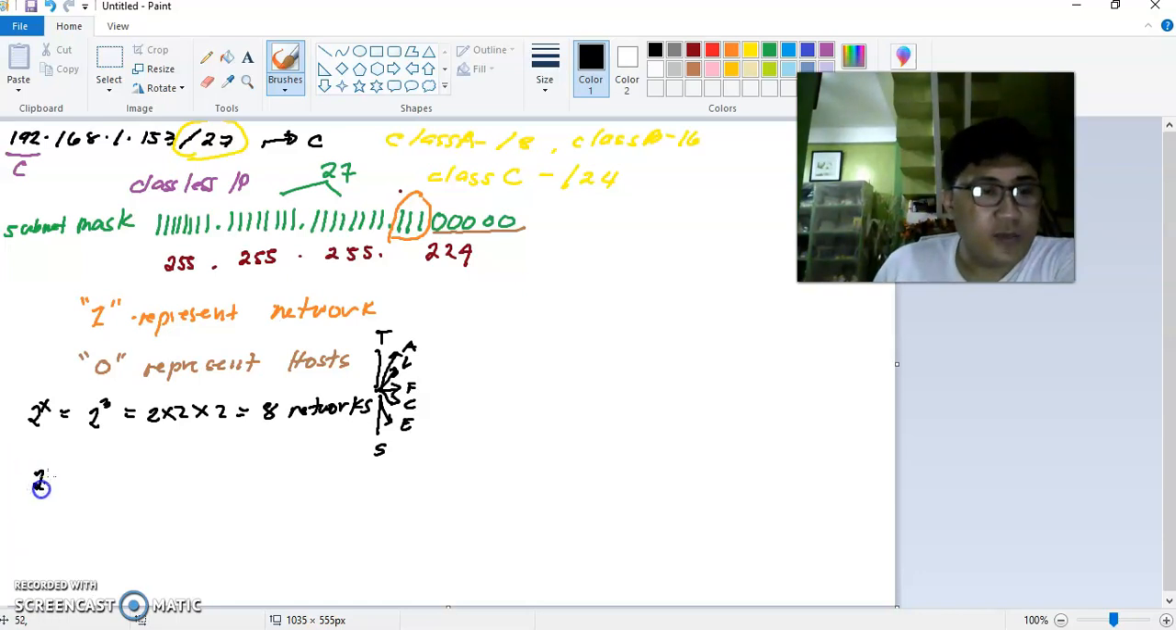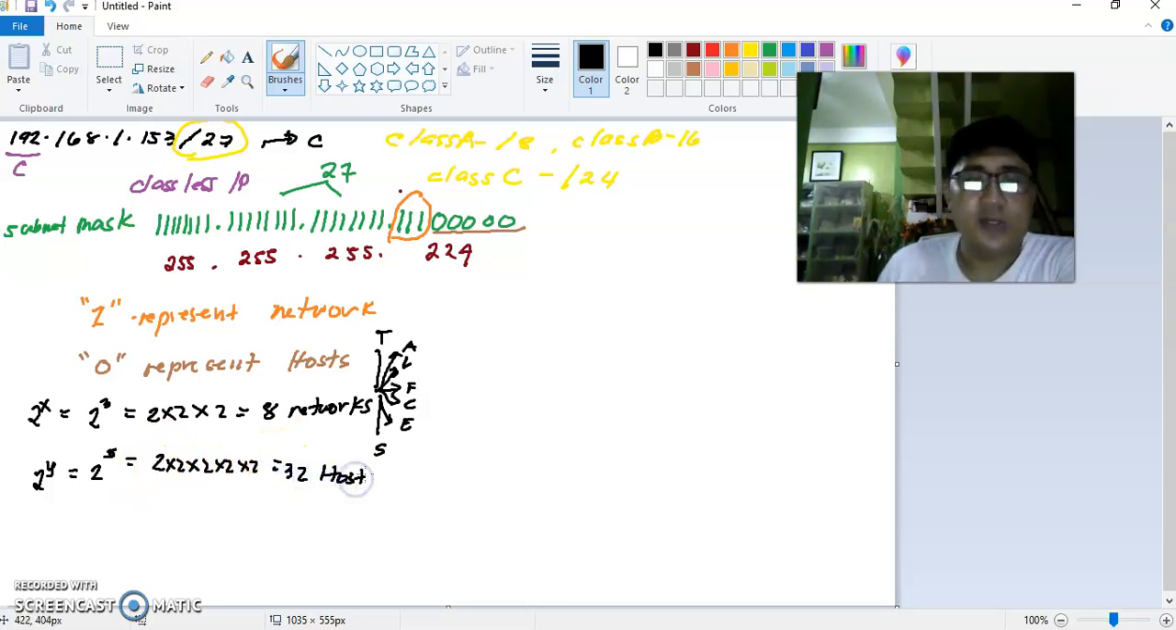So you have 2 raised to the power of y as your hosts, where y is the number of zeros. How many zeros do you have here? That is 1, 2, 3, 4, 5. So 2 raised to the power of 5: 2 times 2 is 4, times 2 is 8, times 2 is 16, times 2 is 32 hosts. So you have 32 hosts in every network, in every library, SPS.